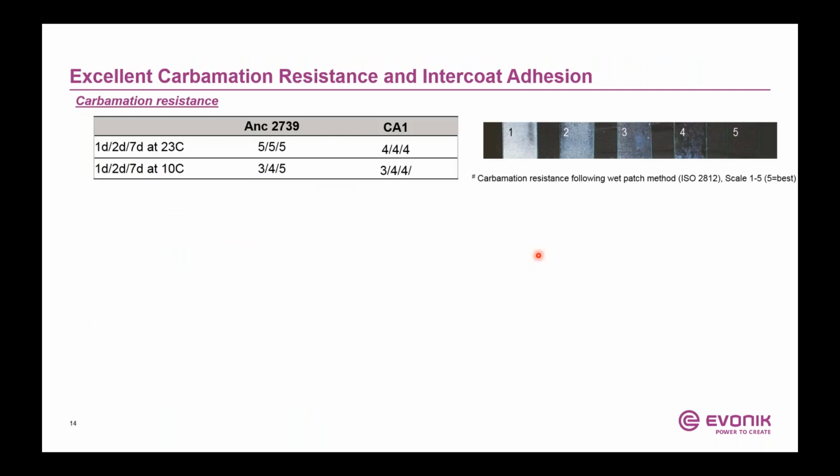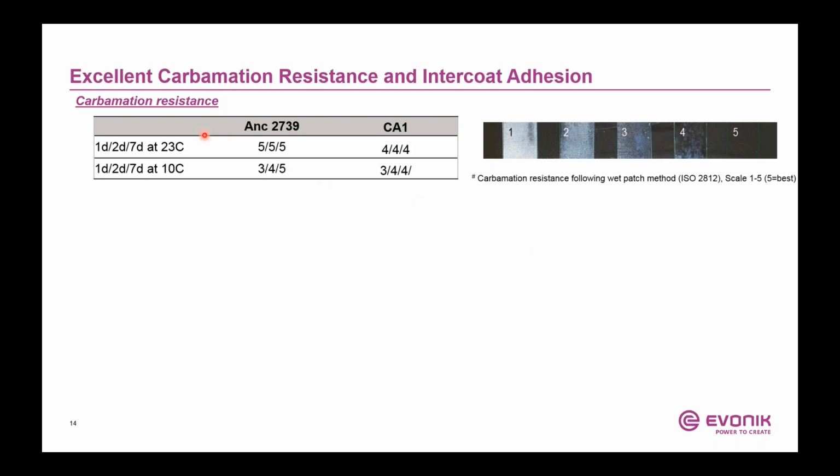The next slide here shows the carbamation resistance and intercoat adhesion. And this is, again, another important property of a moisture vapor barrier, because moisture vapor barriers go directly on concrete, but then you are going to come back and apply either another coating or a floor covering. And for that to occur, you need that good adhesion to the subsequent layers that you put on top.